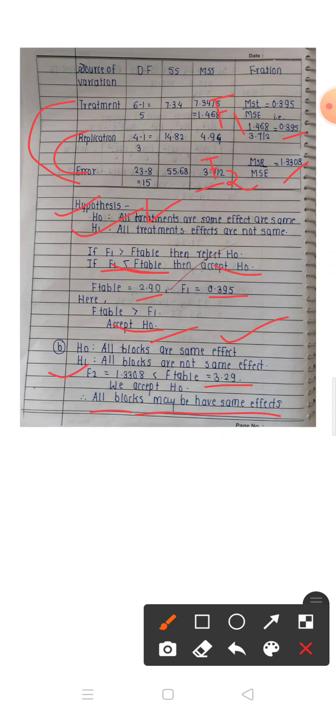So this is the analysis of variance for RBD, that is, two-way ANOVA.